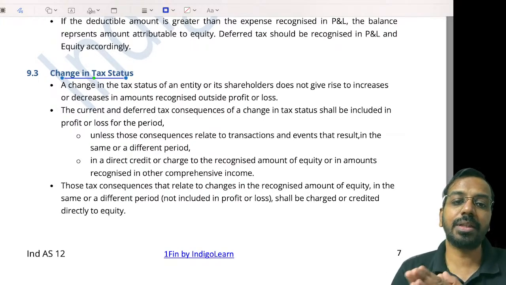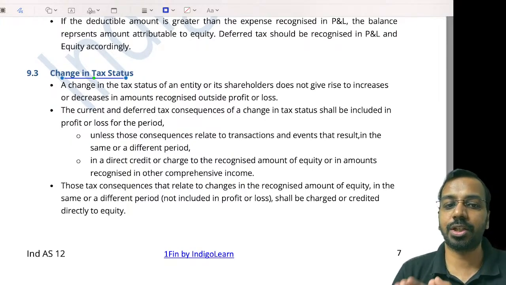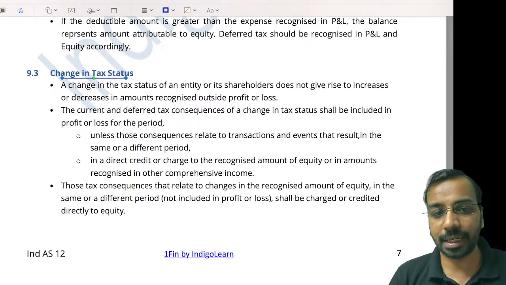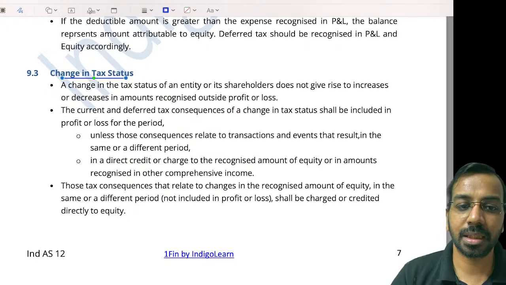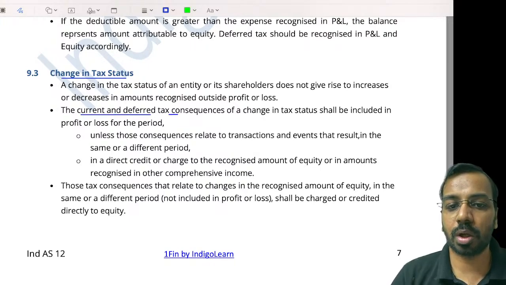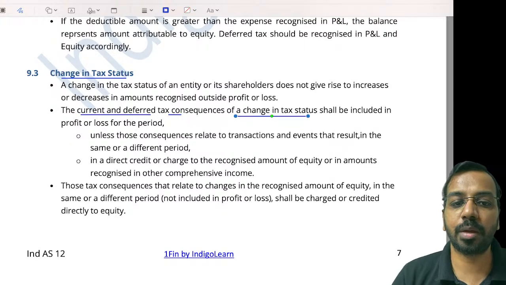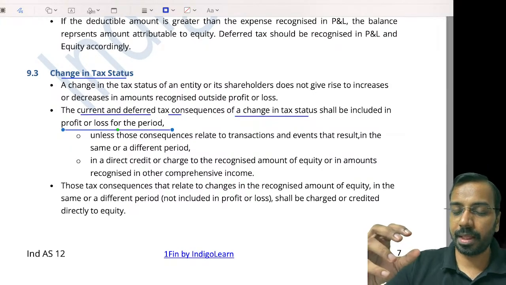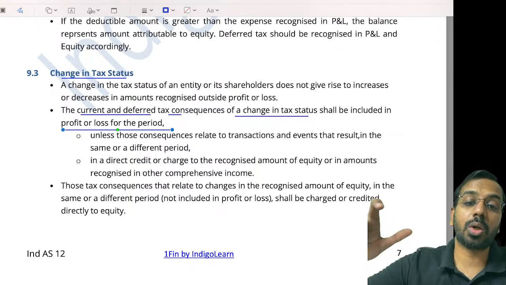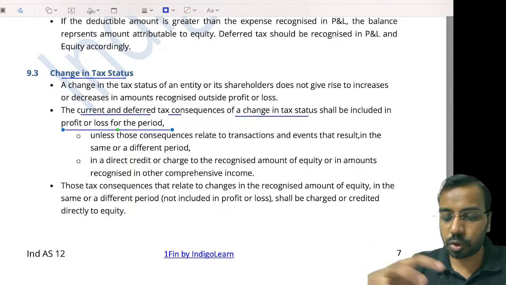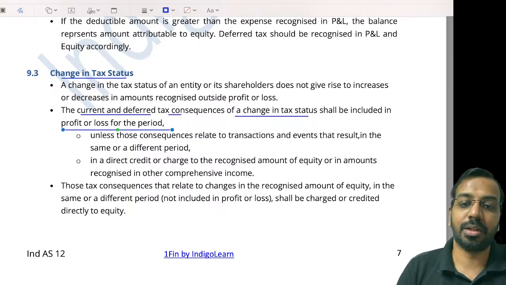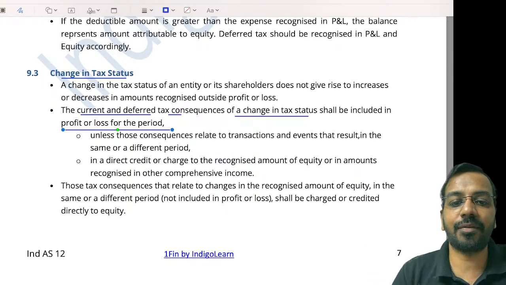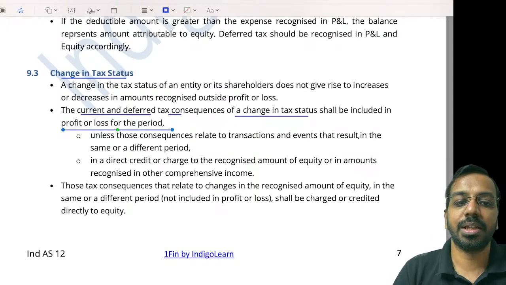So what you have to do is, whenever there is a change in tax status, you have to identify what will be the consequence of the change in tax status. And accordingly, the current and deferred tax consequence of a change in tax status, you will include in the P&L for the period. For example, I was a non-taxable entity and now I became a taxable entity. So now I'll have a current tax payable that will be recognized. If I am a non-taxable entity, I may not have deferred taxation. Then subsequently I become a taxable entity, I will have deferred taxation. So the current and deferred tax consequences of a change in tax status shall be included in the P&L.